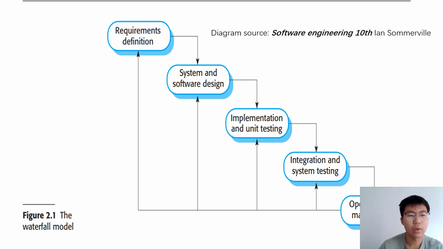You can read the diagram on the slide. There are requirements definition, system and software design, implementation and unit testing, integration and system testing, and so on. So to give an example from real life, most schools use a waterfall model for teaching, which fully leverages the stability, phase-based approach, and large-scale nature of the waterfall model.